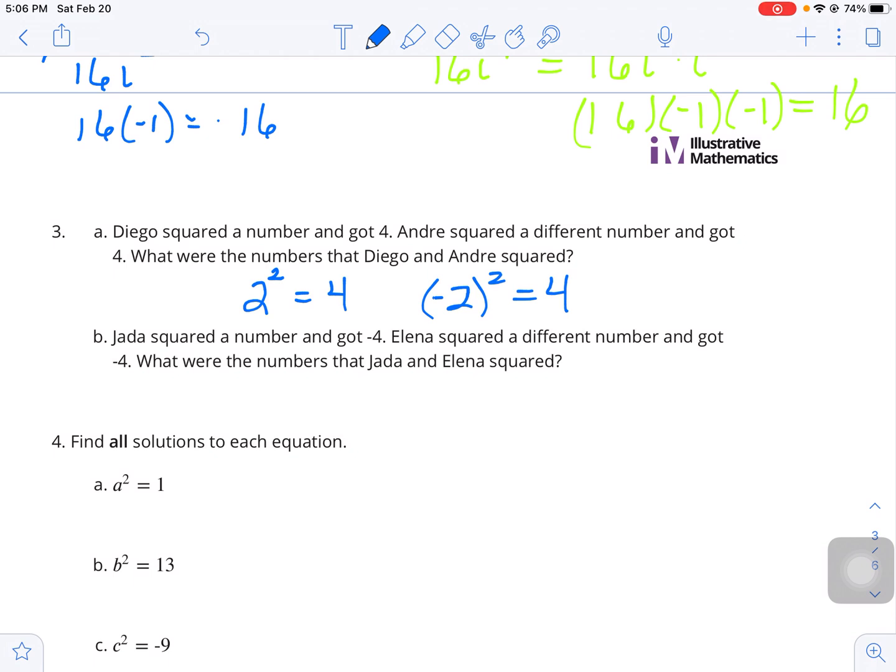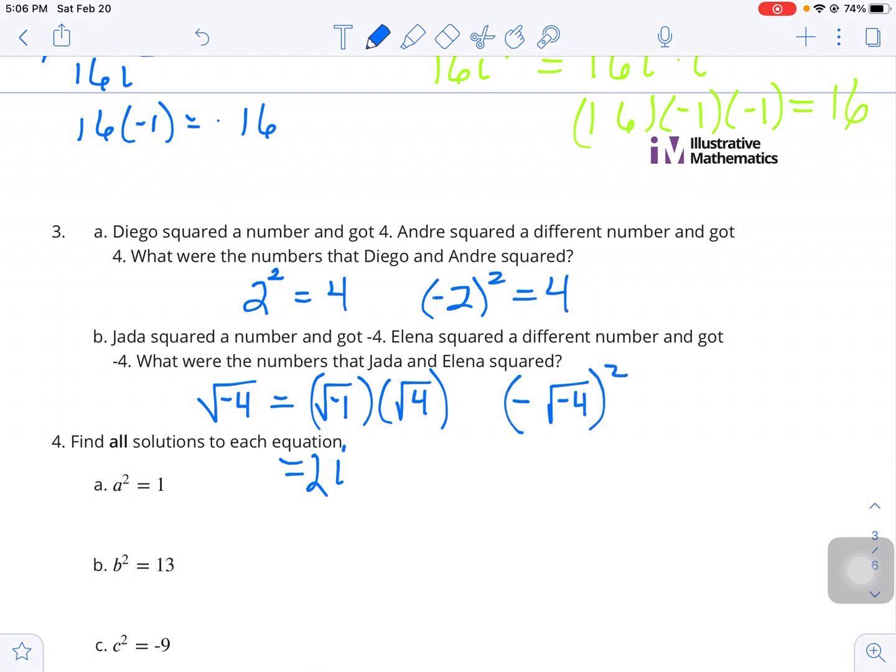And then for letter B, it says Jada squared a number and got negative 4. And Elena squared a number and got negative 4. They were different numbers. What were the numbers that Jada and Elena squared? So we're going to take the square root of negative 4 and write it as the square root of negative 1 times the square root of positive 4. So now we can write that as i times 2.